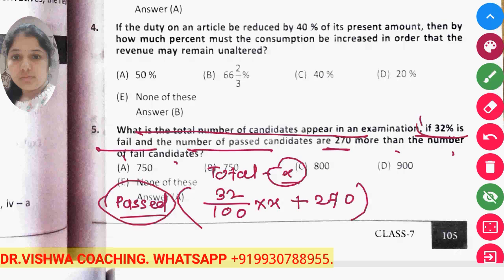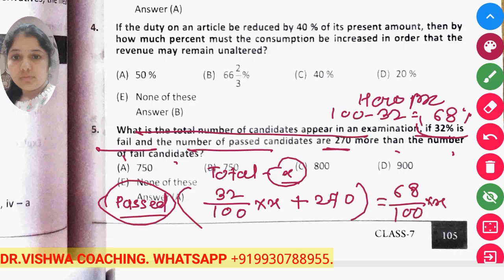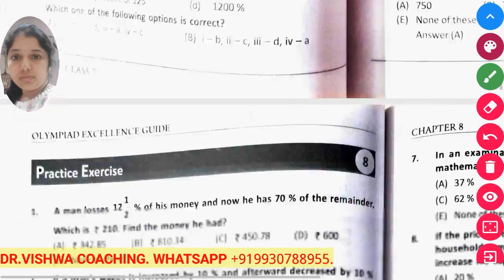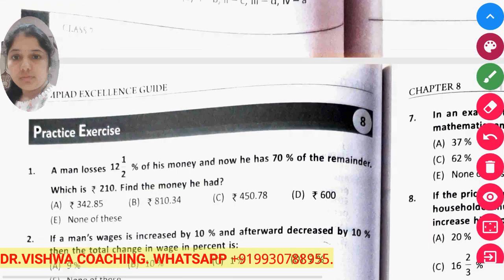Now if 32% fail, how many pass? 100 minus 32 means 68% of candidates pass. So it is equal to 68 upon 100 into x, which is the total number of candidates. Now if you solve this whole equation, you will get the value of the total number of candidates, which is 750. Okay, understood? If you solve this equation, then you will easily get the value as 750. I'm not going to solve it because it is already solved.